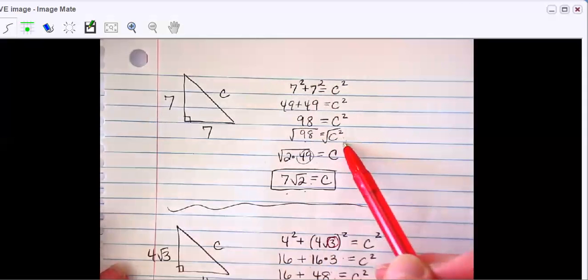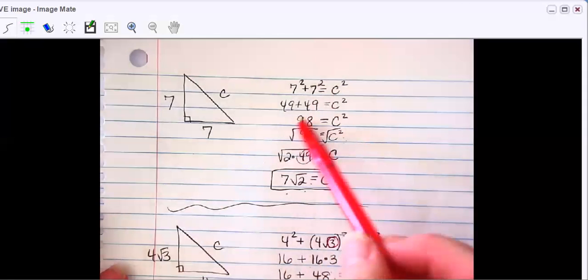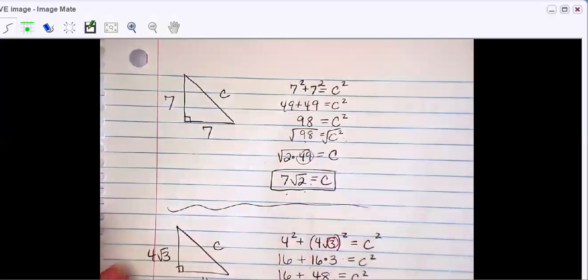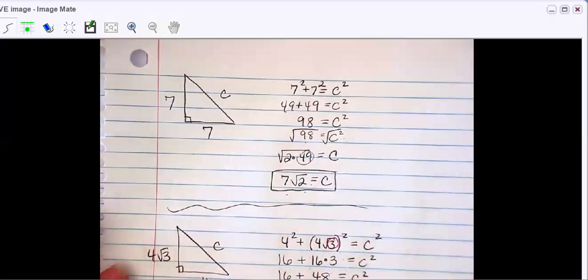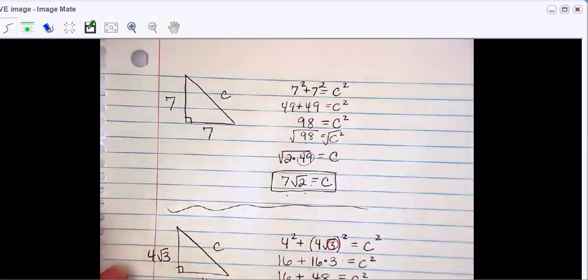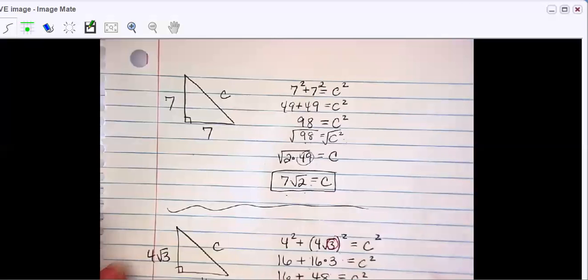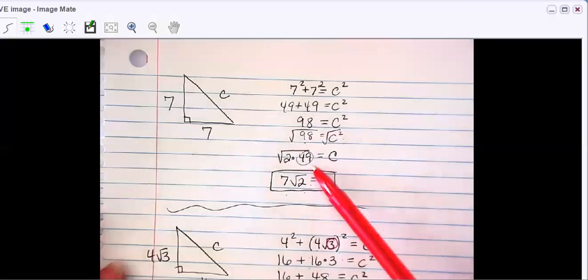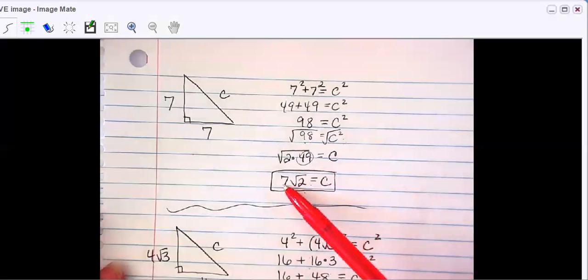Okay, so here's where we get last week's information. I need to break down 98. I see that it's an even number. Honestly, I don't remember what numbers may go into 98, but I know 2 goes into 98 because it's an even number. So I go 2 times 49, and lo and behold, the square root of 49 is 7. So I bring out the 7, I have a leftover 2, which becomes my answer.